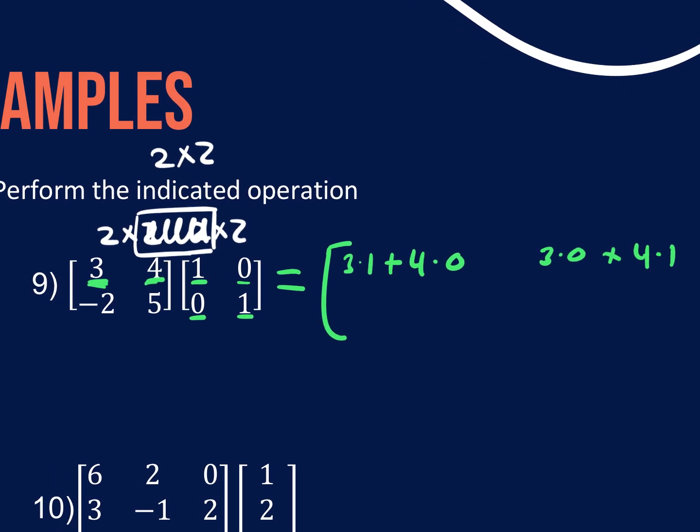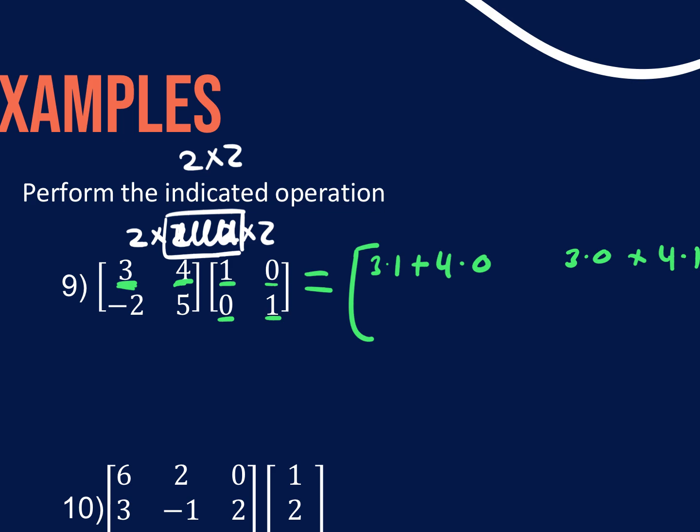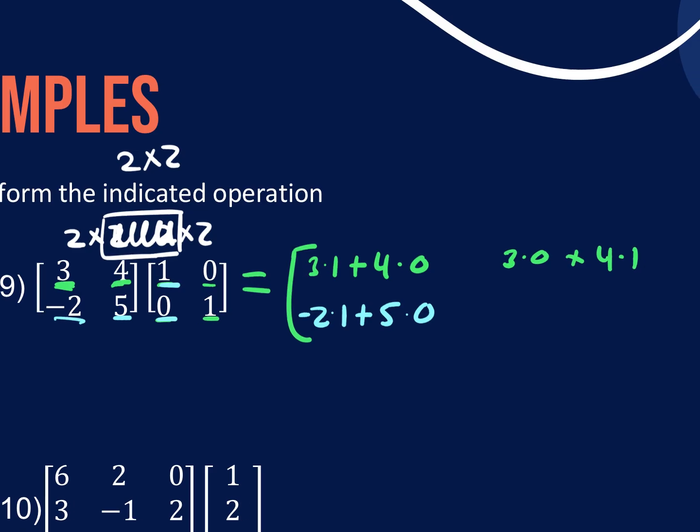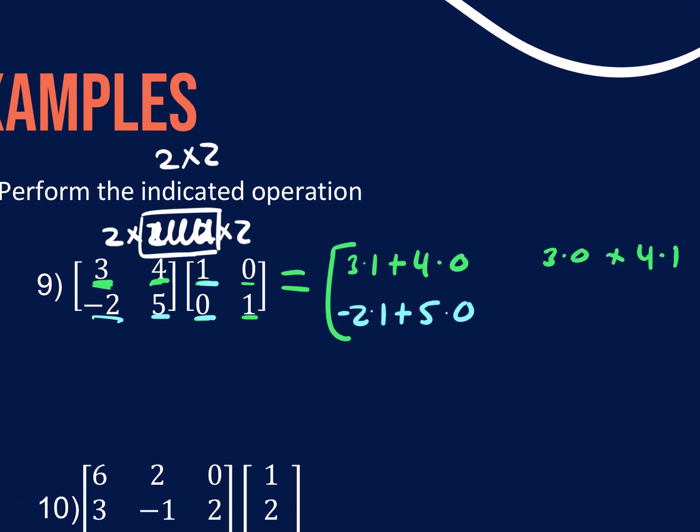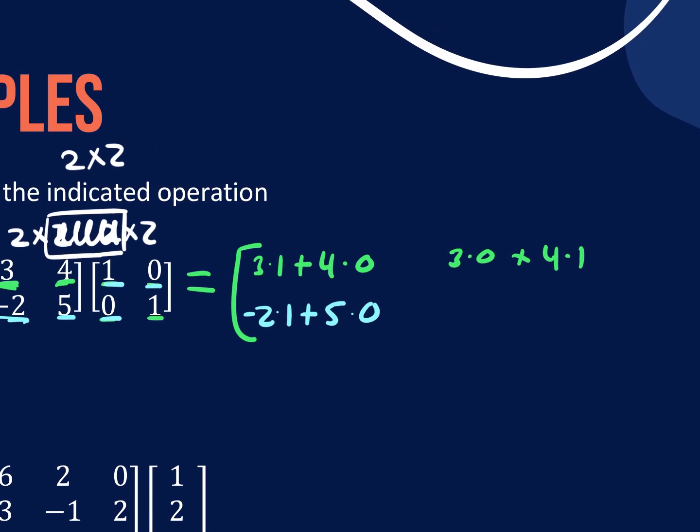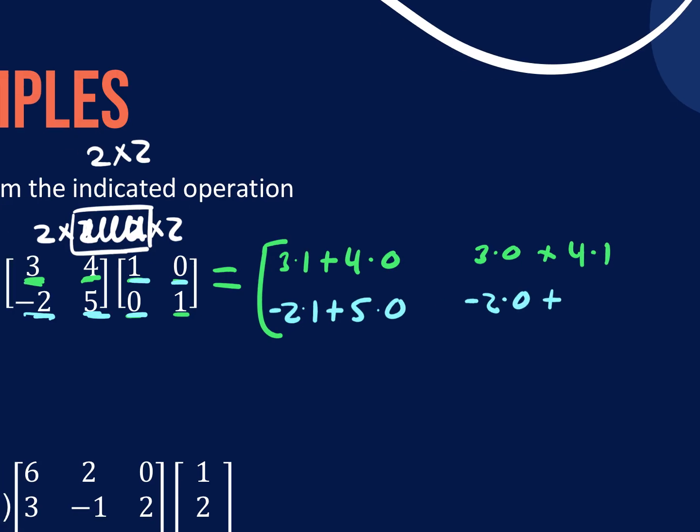And then let's do the next row now. So -2 times 1 plus 5 times 0. All right, and then we have one more entry. We're going to do -2 times 0 plus 5 times 1.